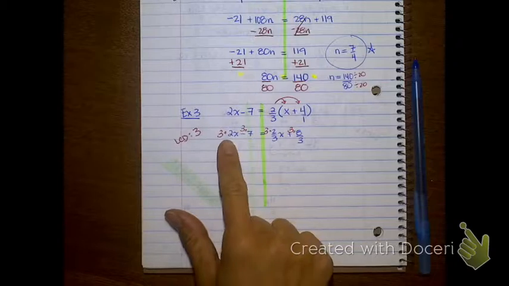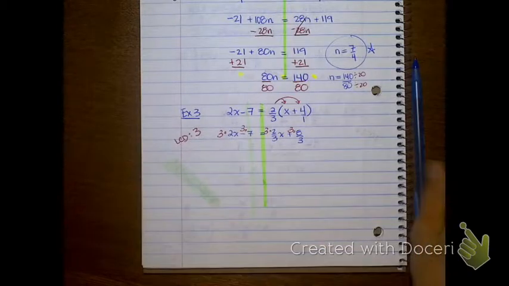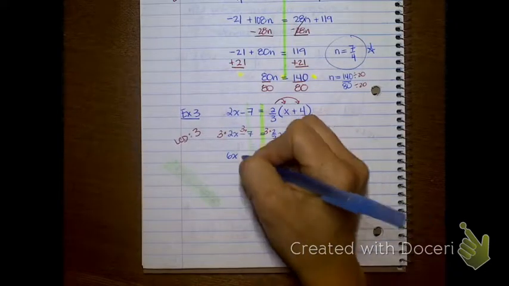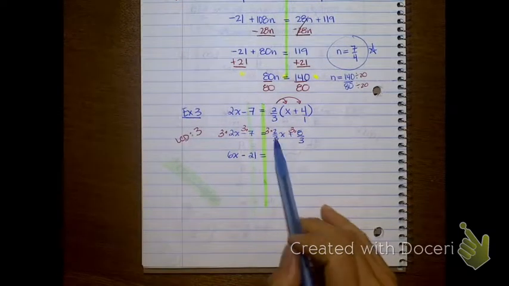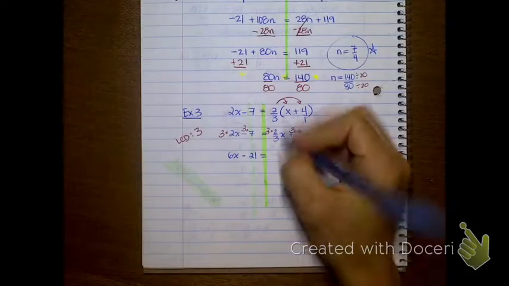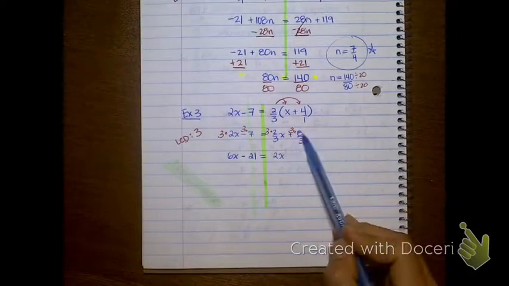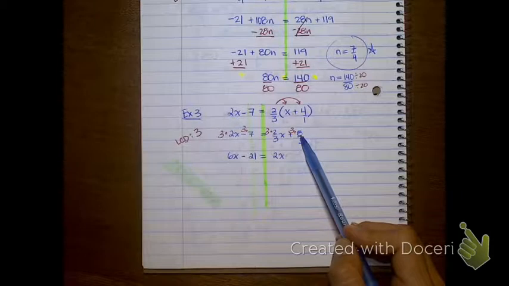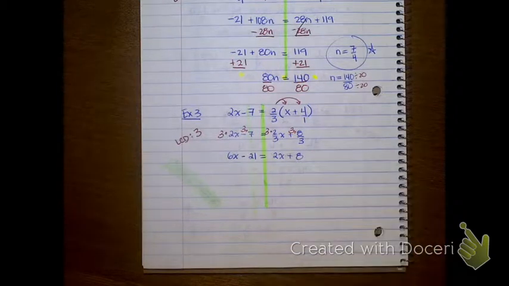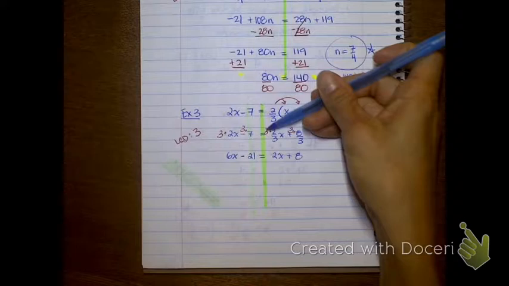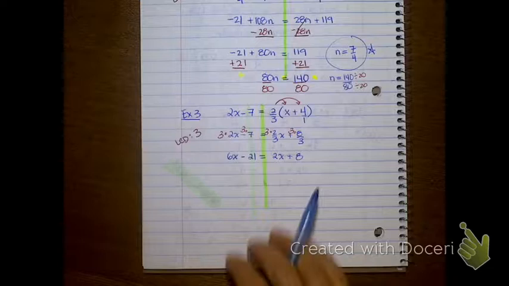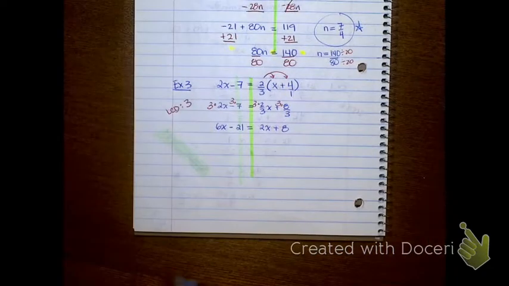So 3 times 2x. What's 3 times 2? 6. Okay, 3 times 7. 21. Okay, over here. 3 times 2 divided by 3. 2. Over here, 3 times 8, divided by 3. Some of you can see these just like cancel on the diagonal, right? Okay. All right, so now we have a nice, friendly, non-fraction equation, right?